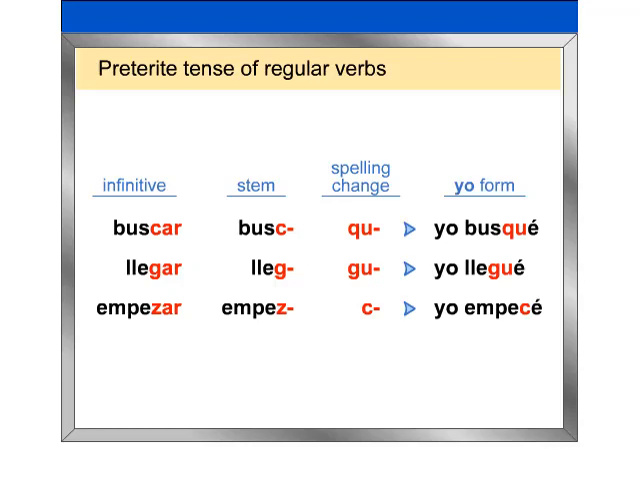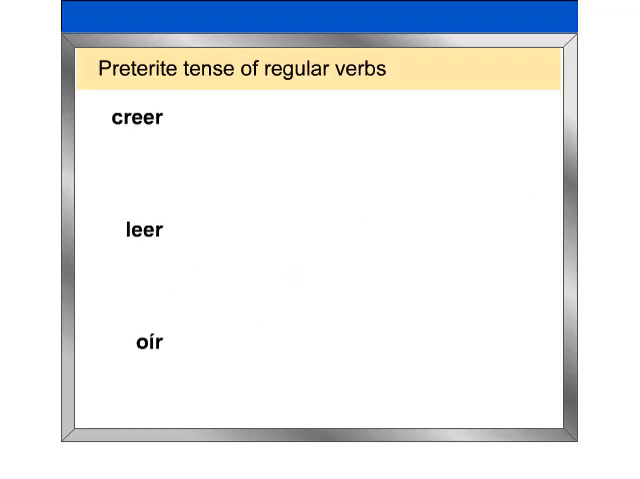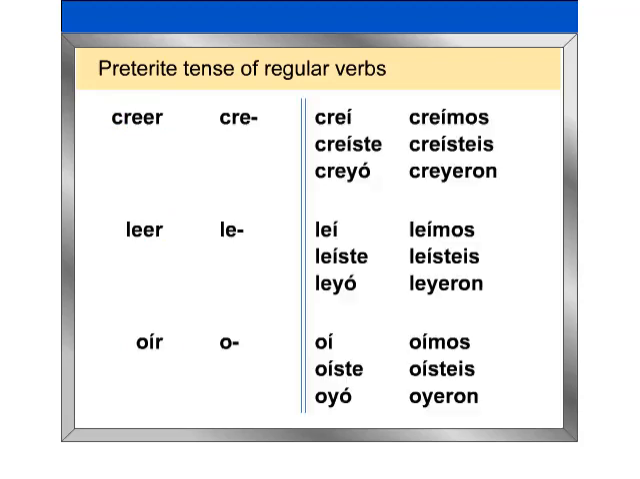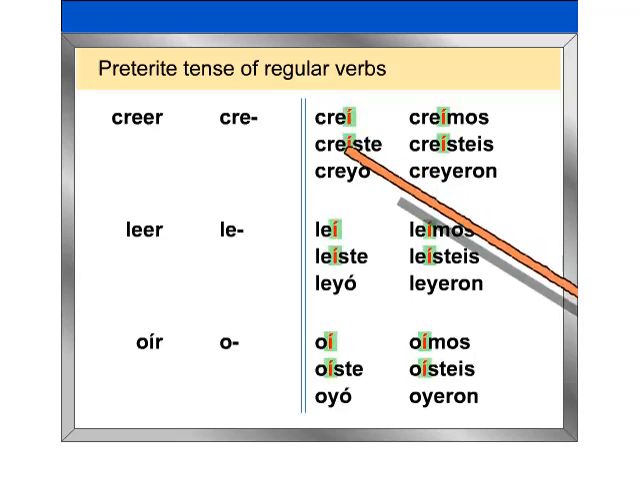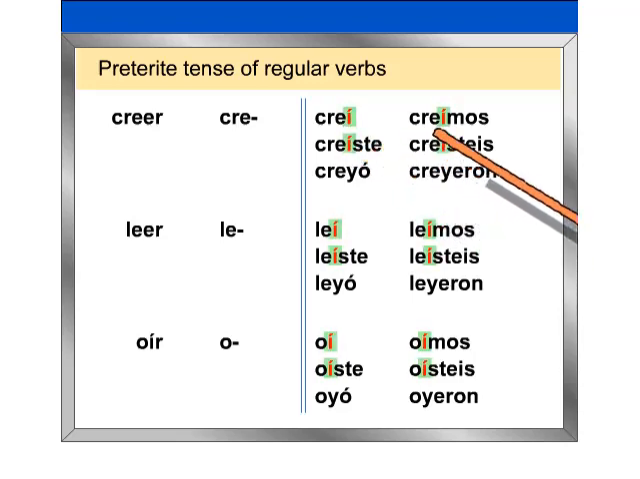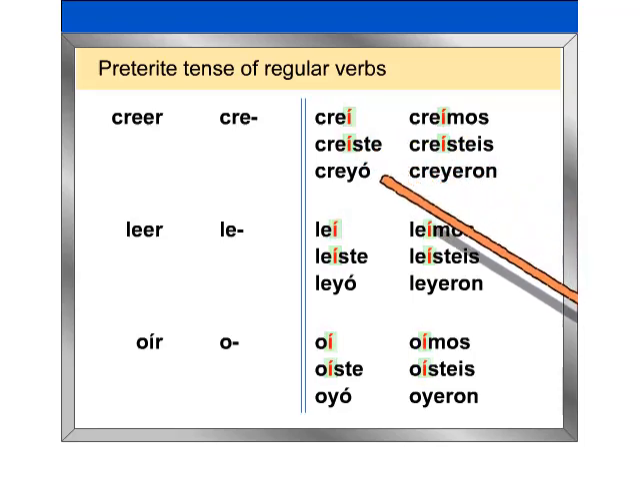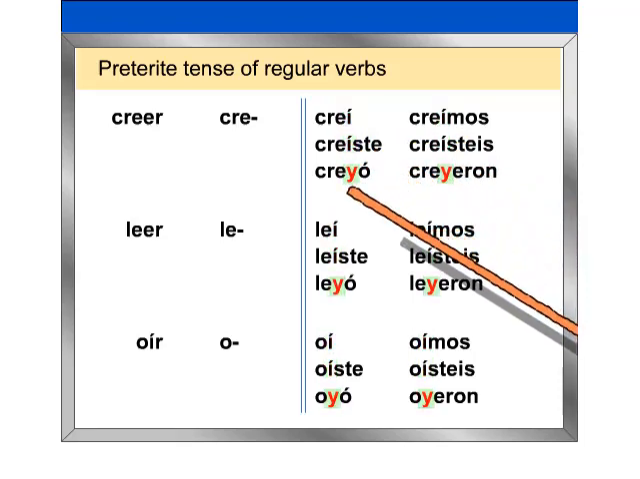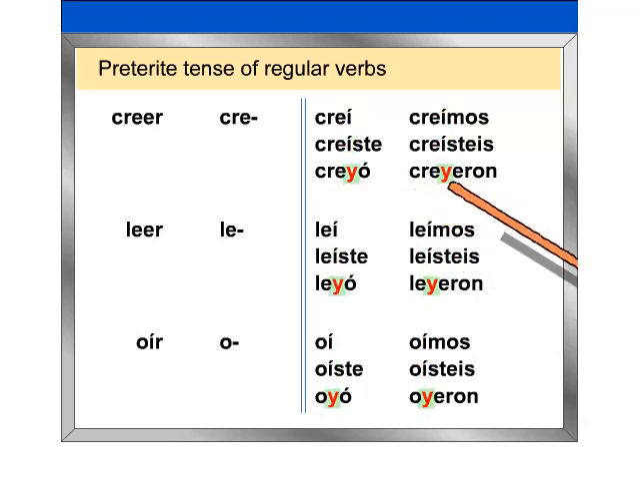Muy bien. 3 other verbs have spelling changes in the preterite. They are creer, leer, and oír. Note the form of these verbs in the chart. Note that the I of the verb endings carries an accent in the yo, tú, nosotros, and vosotros forms. Also note that the I changes to Y in the usted and ustedes forms.